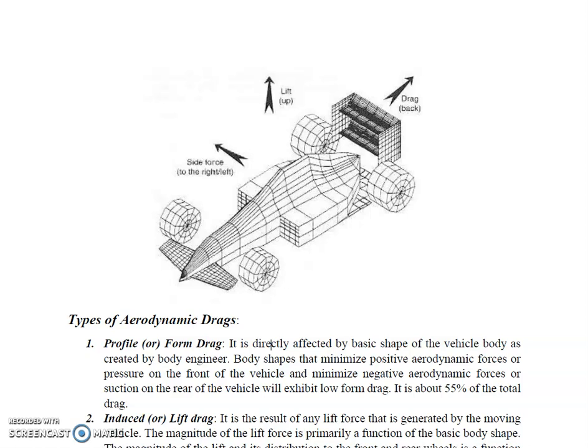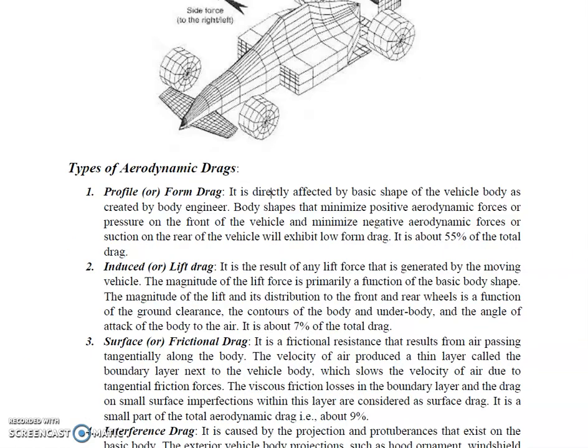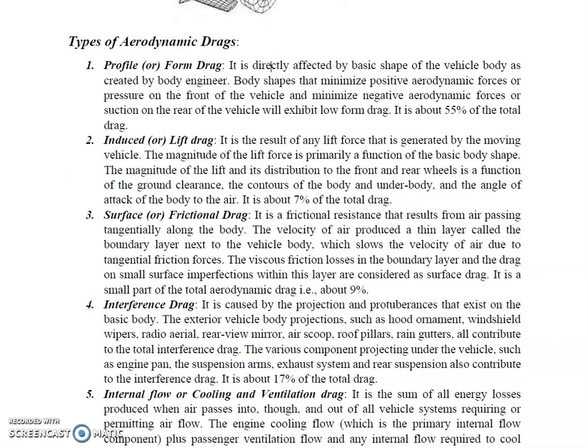Basically there are 5 types of aerodynamic drag. Number 1 is profile or form drag. Number 2 is induced or lift drag. Number 3 is surface or frictional drag. Number 4 is interference drag. Number 5 is internal flow or cooling and ventilation drag.